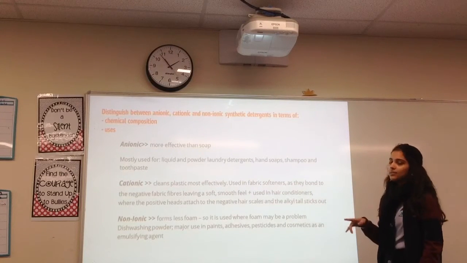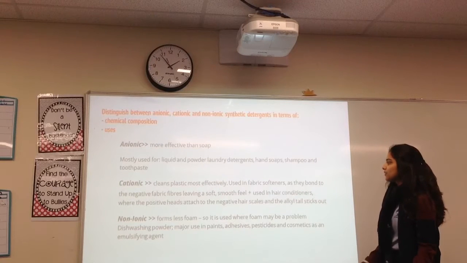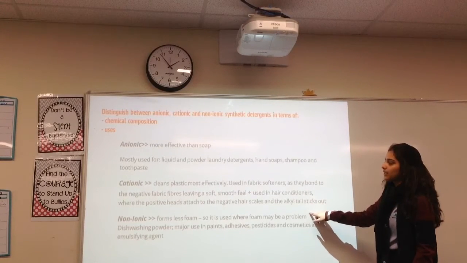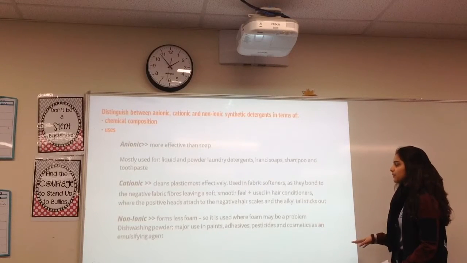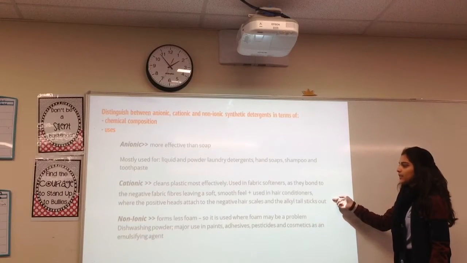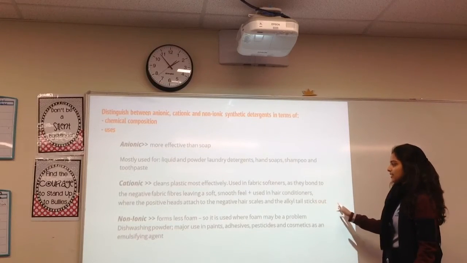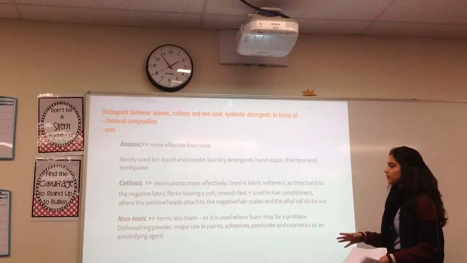Cationic cleans plastic effectively, and it's used in fabric softeners as they bond to the negative fabric fibers, leaving a soft, smooth feel. It's also used in hair conditioners, where the positive head attaches to the negative hair scales, and the alkyl tail sticks out, also leaving a soft, smooth feel.